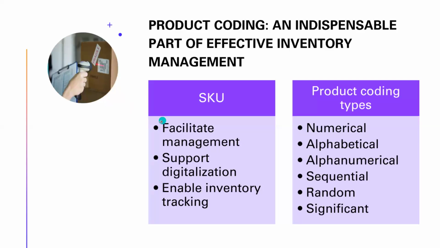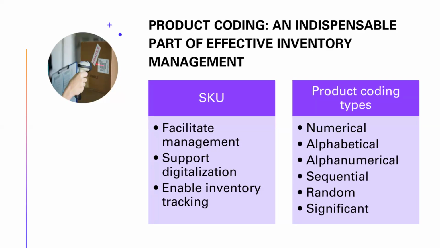And to code the SKU, we may have different ways. The most common way could be using numerical, alphanumerical, or alphabetical characters. The SKU may be digits only, like 1, 2, 3, 4, 5, 6. It could use alphabetical characters like ABCD. It could use a combination of numerical and alphabetical characters like A65. That kind of thing.